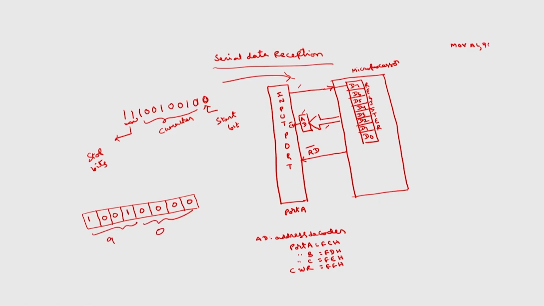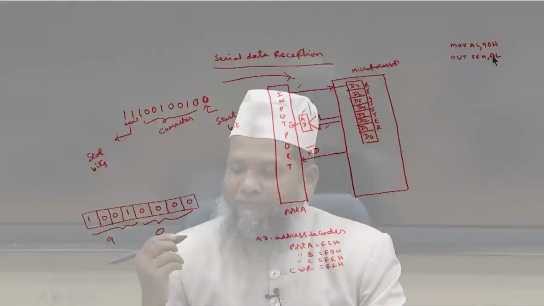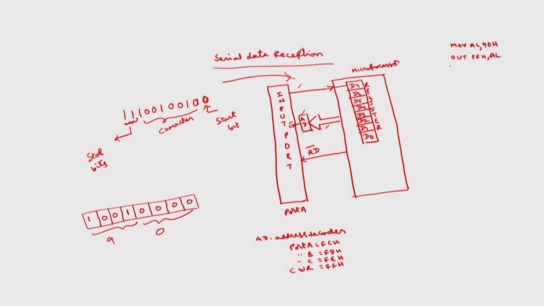We have to load AL with 90H, so that port A will be programmed as input port. Out, control register FFH comma AL. So, these two instructions will program port A as input port, and port B and port C as output ports, all in mode 0. Now, I will make this counter 8, because I have to store only 8 useful bits. I will take BL as 00H, later I am going to use this BL content. These are some initializations.